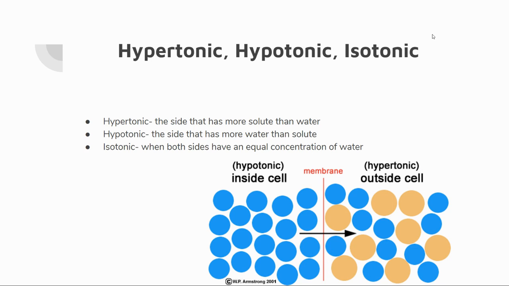And there's three important vocab terms here: hypotonic, hypertonic, and isotonic. So hypertonic, the side that has more solute than water. Hypotonic is the side that has more water than solute. Isotonic is when both sides have an equal concentration of water. And that's important for you to understand. It's important for you to have these vocab terms down really well.